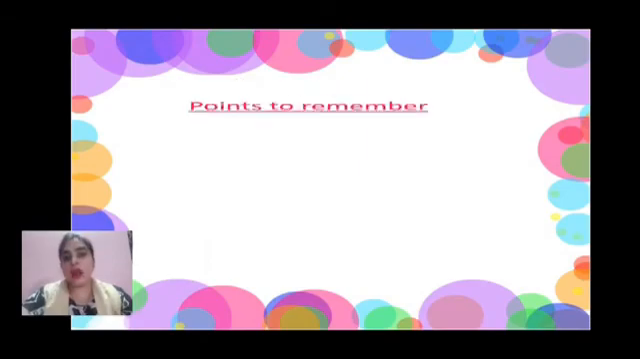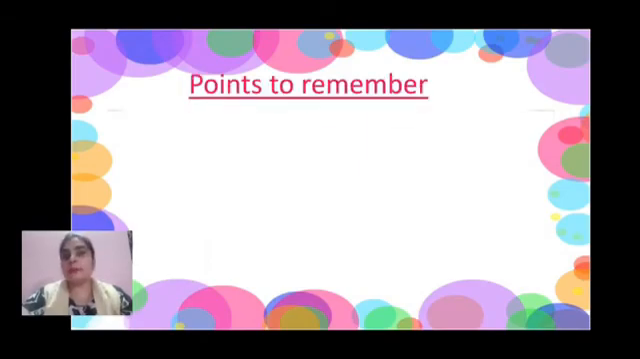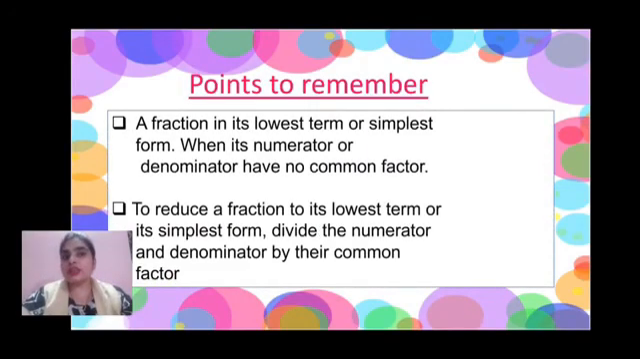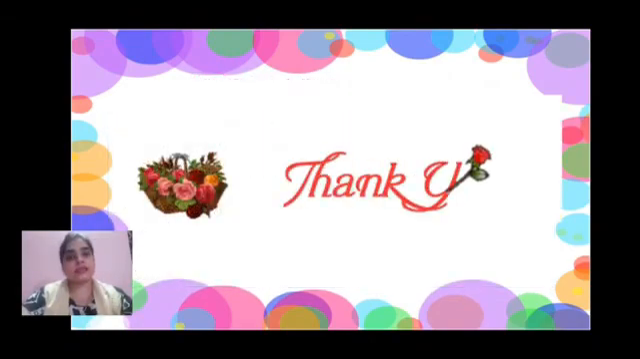Okay? Now some points to remember. A fraction is in its lowest term or simplest form when its numerator and denominator have no common factor. To reduce a fraction to its lowest term or its simplest form, divide the numerator and denominator by their common factor. Okay? You can also solve the question like this.